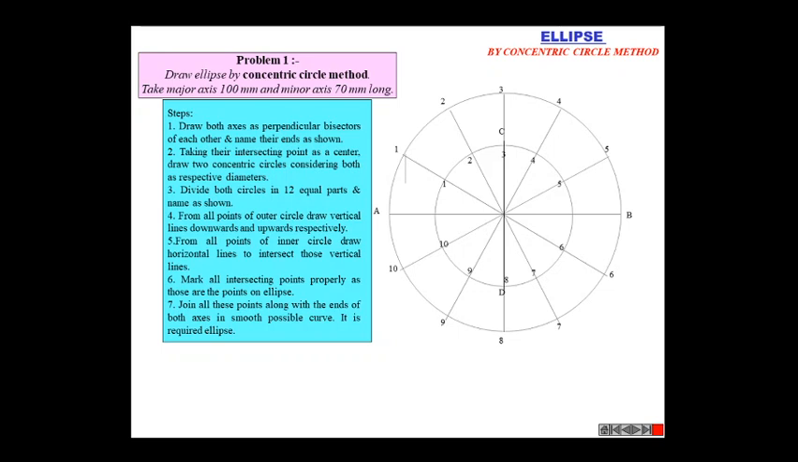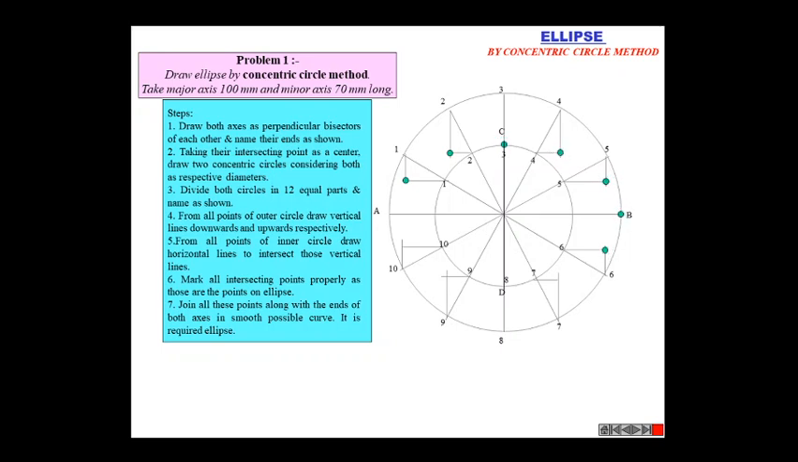Then from all points of the outer circle, draw vertical lines downwards and upwards. From all points of the inner circle, draw horizontal lines to intersect those vertical lines. First we draw the lines downwards and upwards, then we draw horizontal lines to intersect these vertical lines from all points. Then mark all the intersecting points properly, as those are the points of our ellipse.